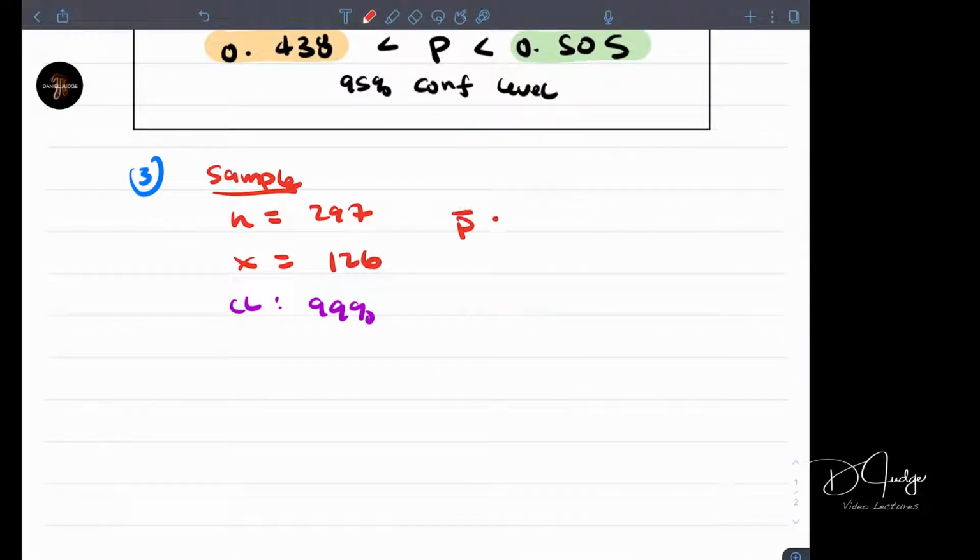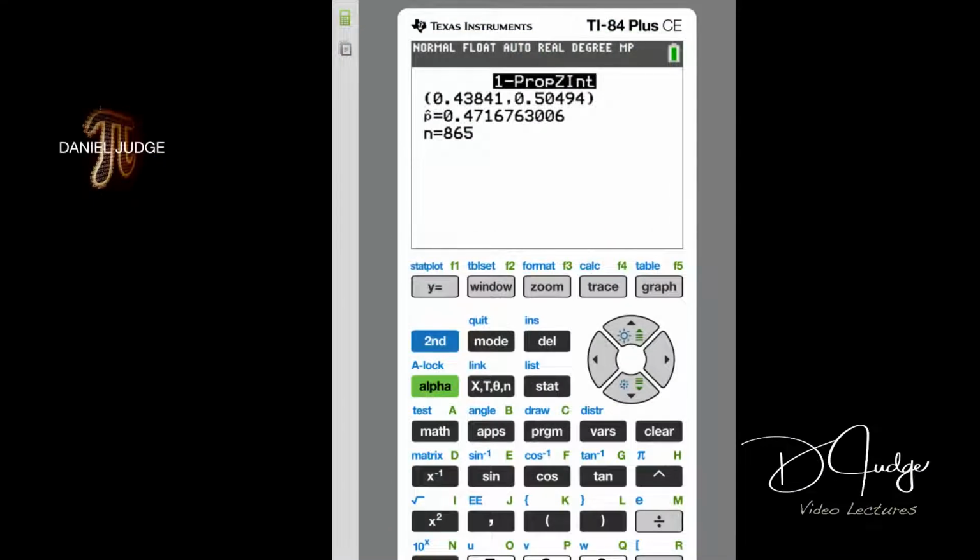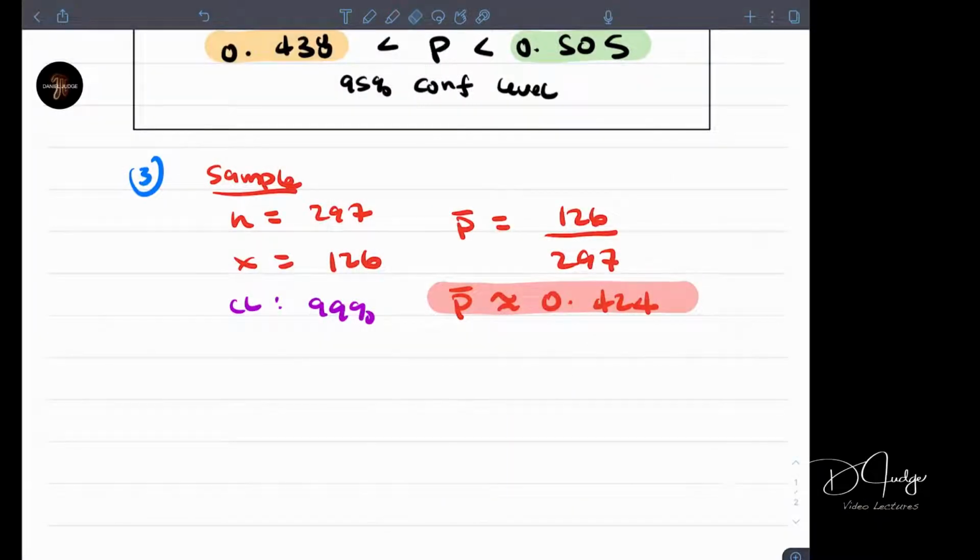Sample proportion again, by definition, is 126 successes out of 297. And let's see what this is approximately, because I want to know what the sample proportion is, the point estimate. 126 divided by 297. And ladies and gentlemen, we get approximately 0.424. Okay, 0.424.